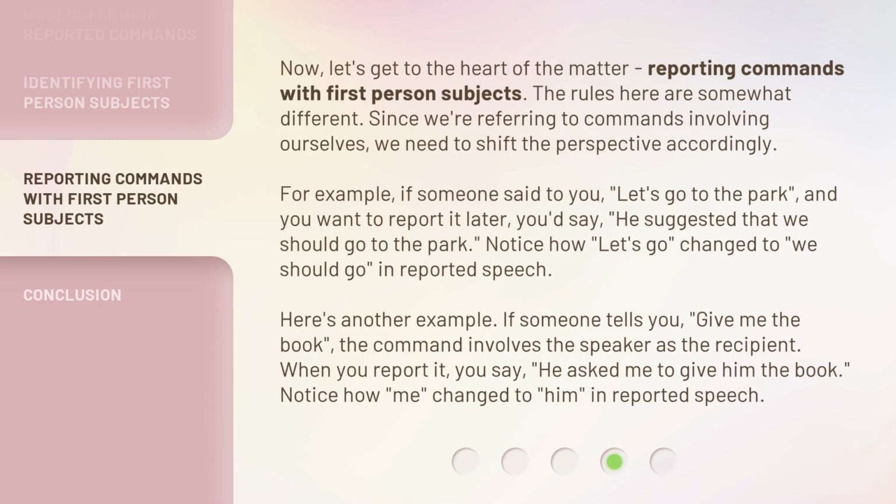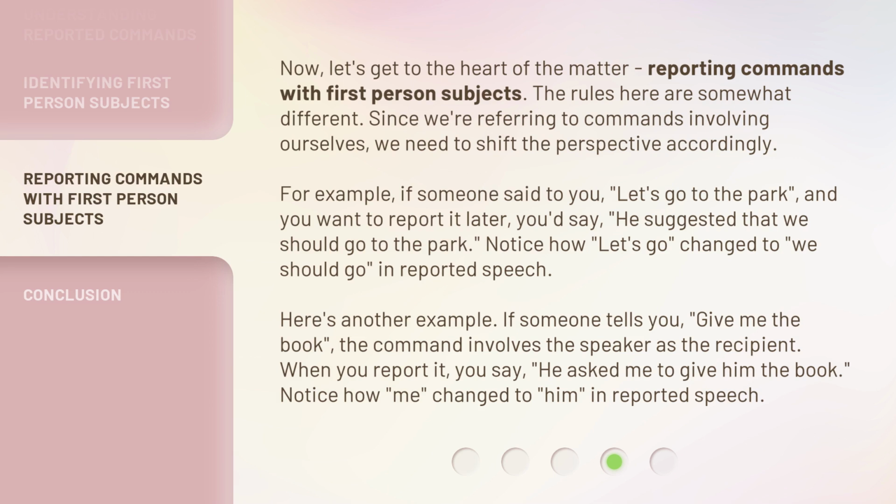Now, let's get to the heart of the matter, reporting commands with first-person subjects. The rules here are somewhat different. Since we're referring to commands involving ourselves, we need to shift the perspective accordingly. For example, if someone said to you, "Let's go to the park," and you want to report it later, you'd say, "He suggested that we should go to the park." Notice how "let's go" changed to "we should go" in reported speech.